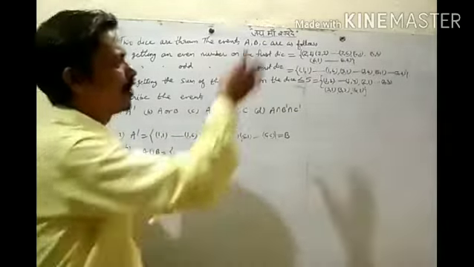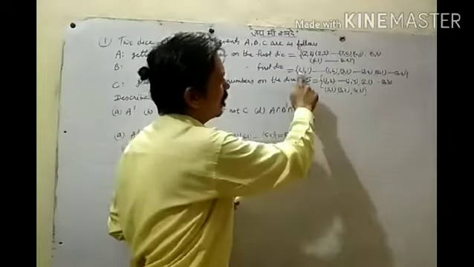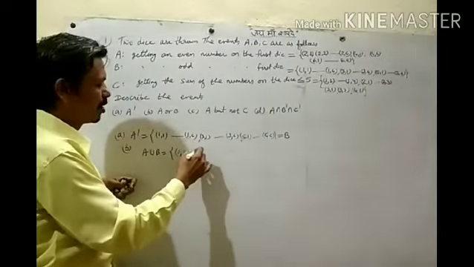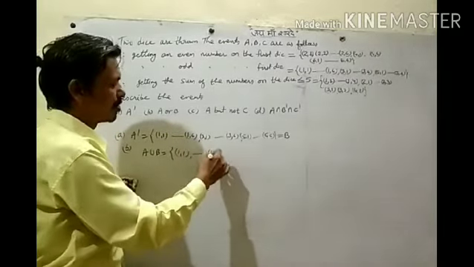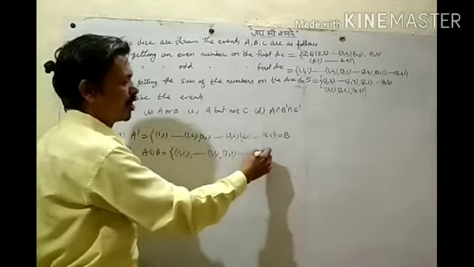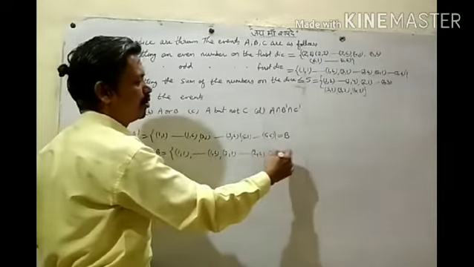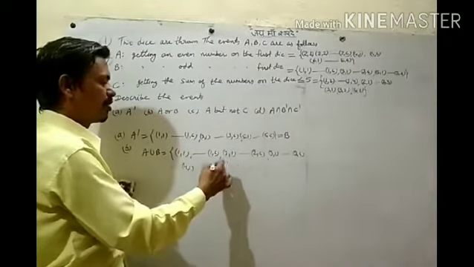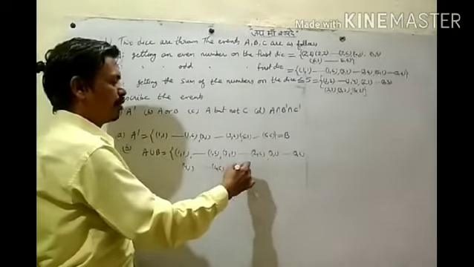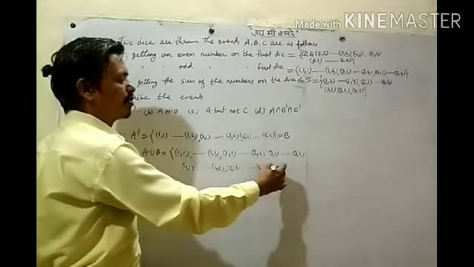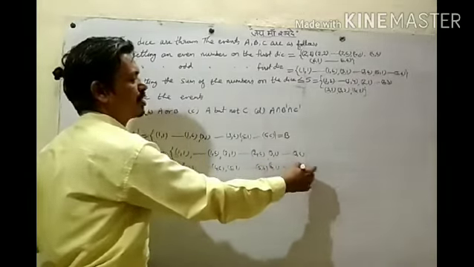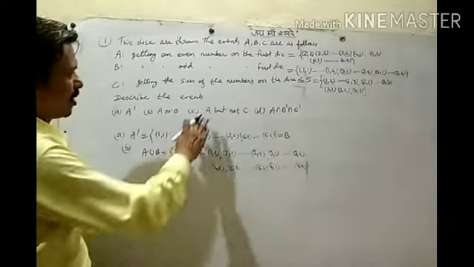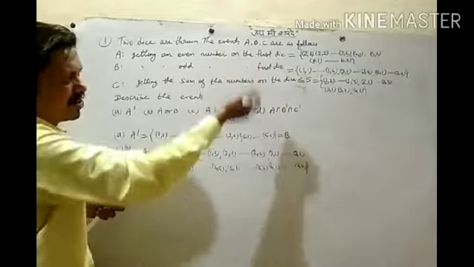All the elements of A and B will come. So here odd numbers, here even numbers, means the complete sample space will come: 1 1, 1 2, 1 6, then 2 1, 2 2, 2 6, 3 1, 3 2, 3 6, 4 1, 4 2, 4 6, 5 1, 5 2, 5 6, and 6 1, 6 2, 6 6. This is our A or B. Here we are only finding the union.